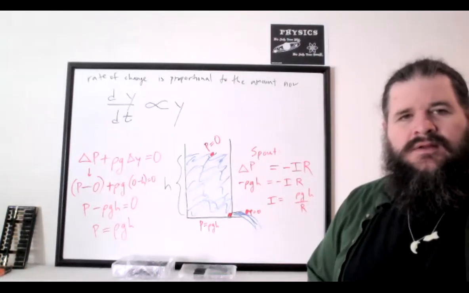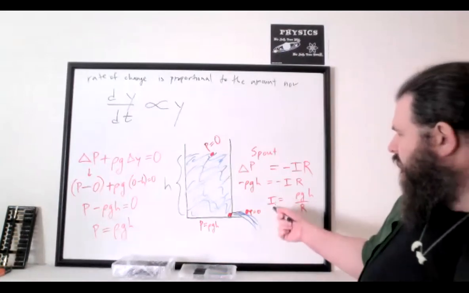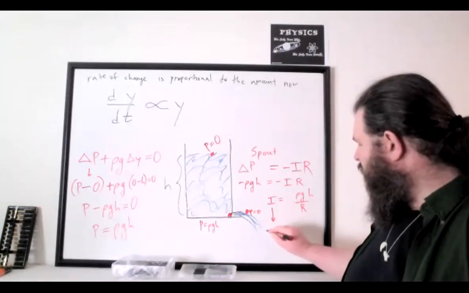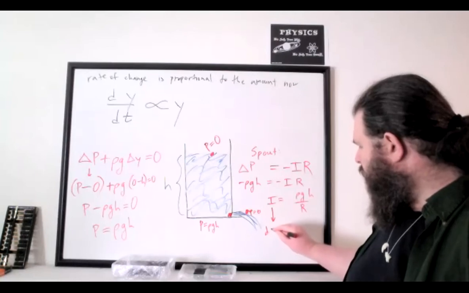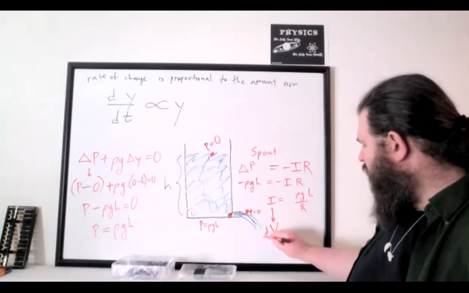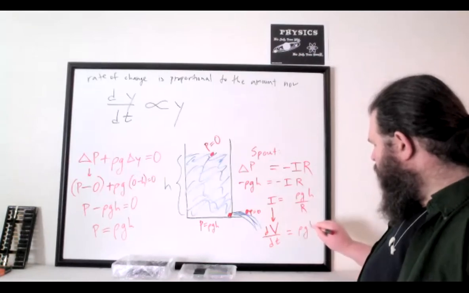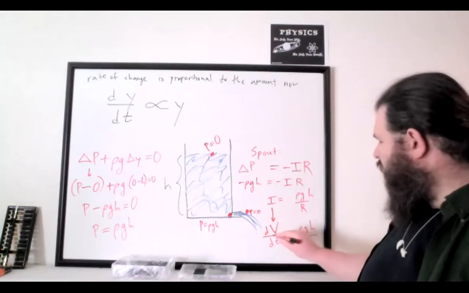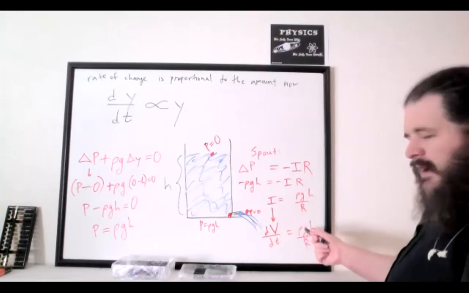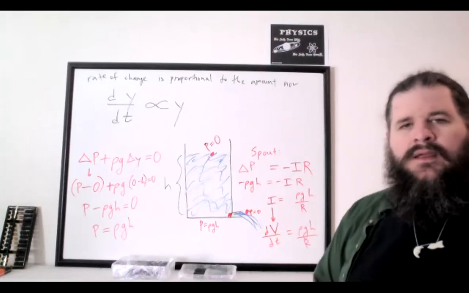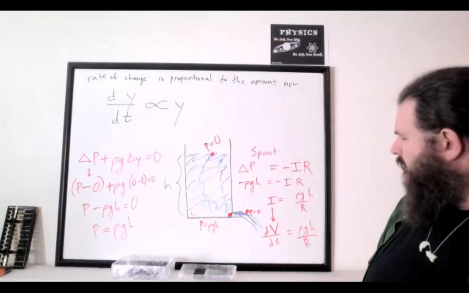Volume flowing per second, or per time. Exactly, this is volume over time. Current is change in volume, and I'm going to write this as a derivative over change in time. So how fast volume is flowing is rho gh over R. And we can modify that also.